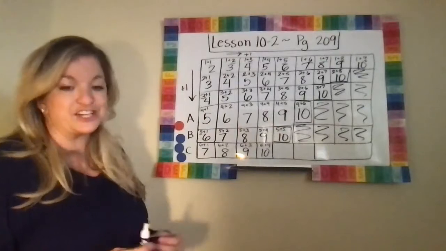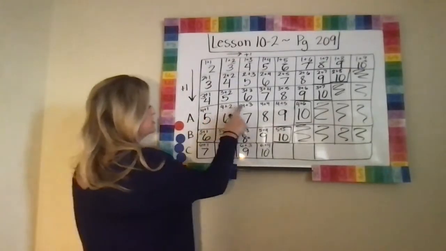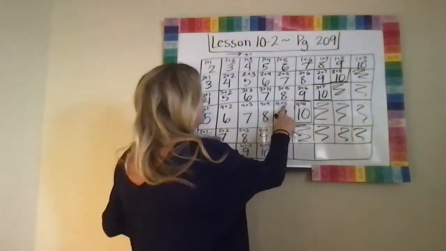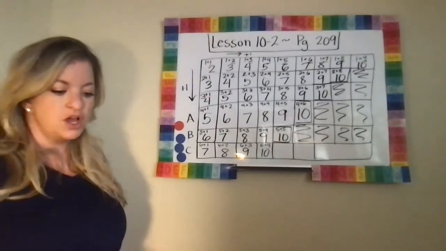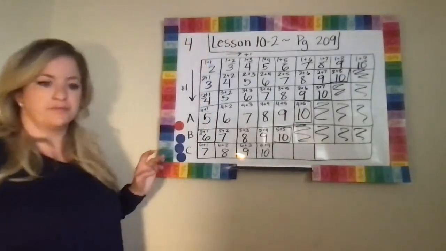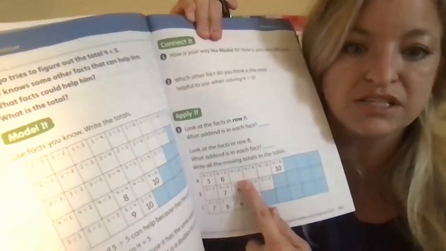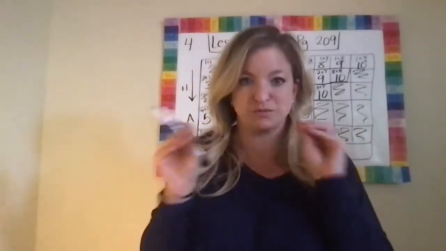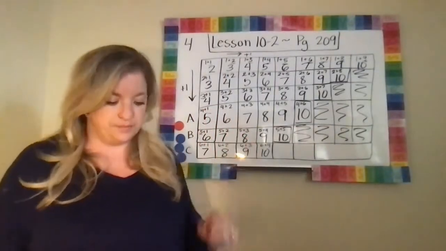What addend is in each fact? So if you look at row A, it has 4 plus 1, 4 plus 2, 4 plus 3, 4 plus 4, 4 plus 5, 4 plus 6. What addend is in that? The number 4. Okay, so here on this line right here, you're going to write the number 4 because it's all 4 plus. Remember, the addend is what your two numbers are adding together, and you're always seeing 4 in row A.